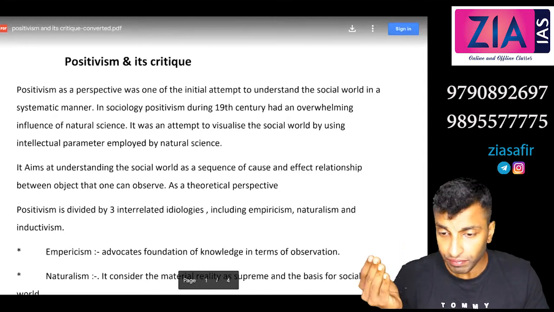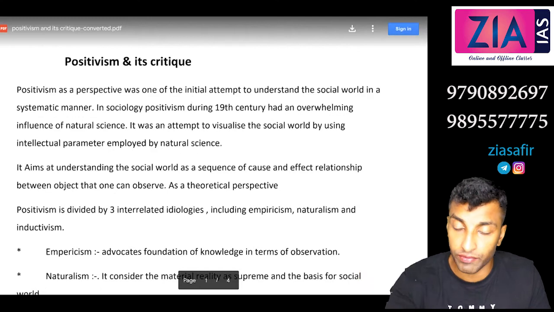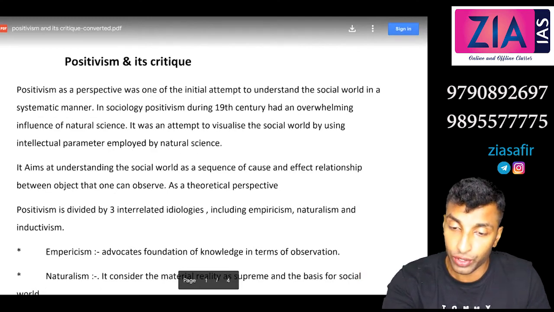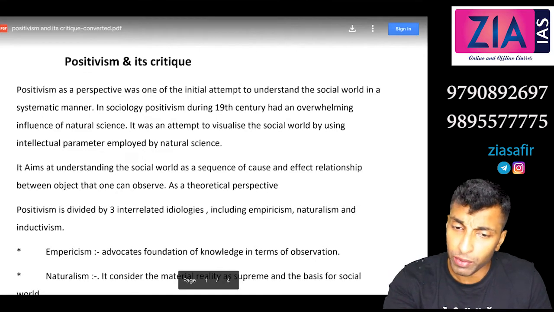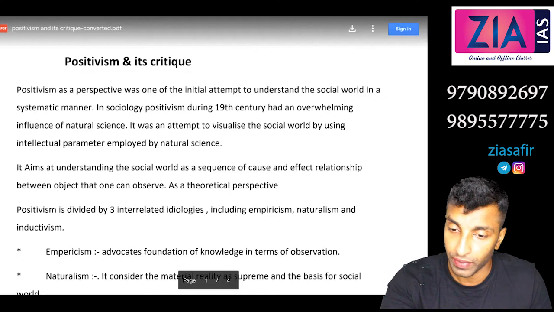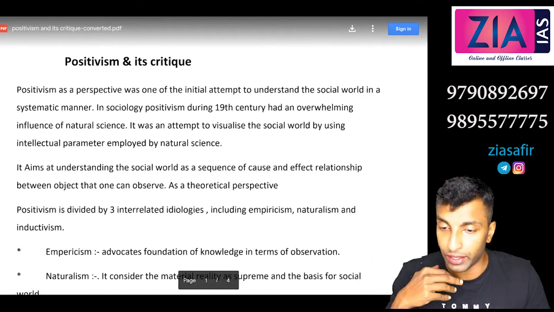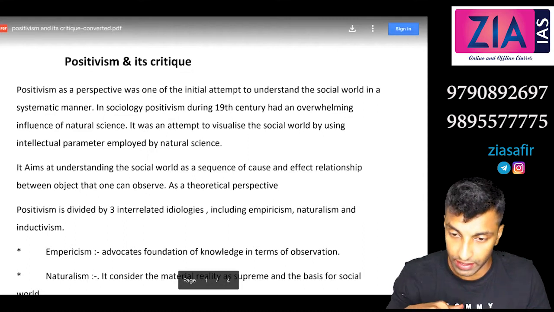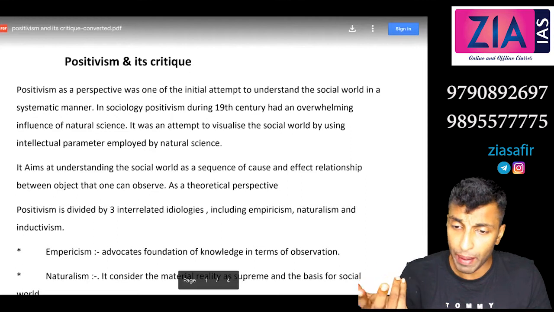Empirical means something which is tangible, which you can see and which you can touch. That is what is actually empirical. But when we talk about external reality, it means something which is external to the individual. It is not something within the mind of the individual, like meanings, motives, emotions, etc. External means, like, religion is external, family is external.